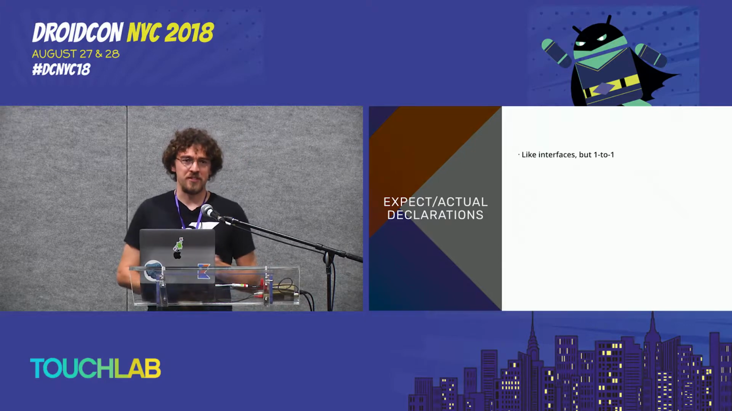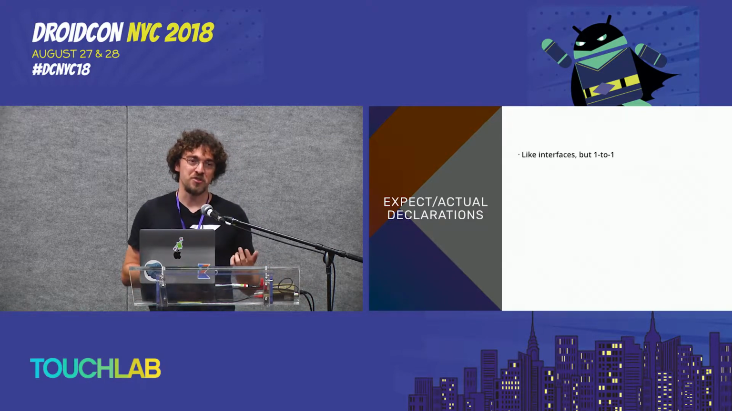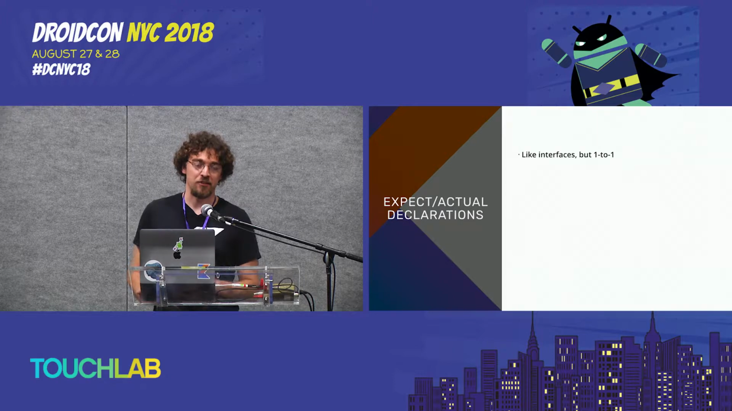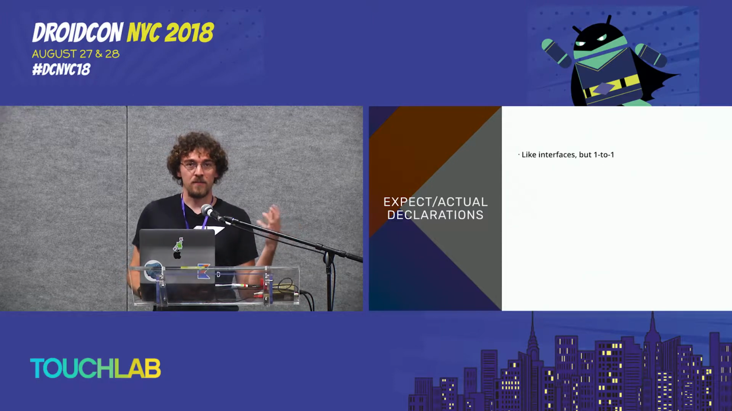So these basically let you declare something in your common code, with the implementation defined in your platform code. And the compiler essentially forces you to have a one-to-one correspondence, so that each platform has a single implementation for each expect declaration. A little bit like having a dependency injection framework, where the Kotlin compiler will make sure that implementation is there and put it in place for you.